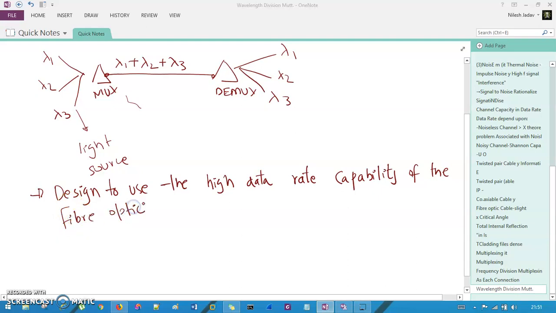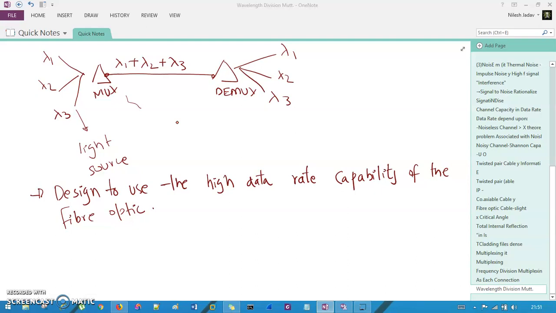Okay, so as I told you, this mux is going to be a prism which takes the light sources and combines them, and it is passed to the individual receivers using an inverted prism here. Okay, and so now we have WDM.